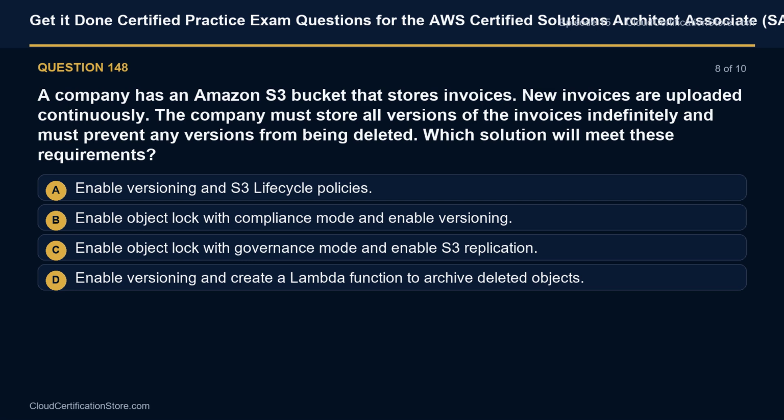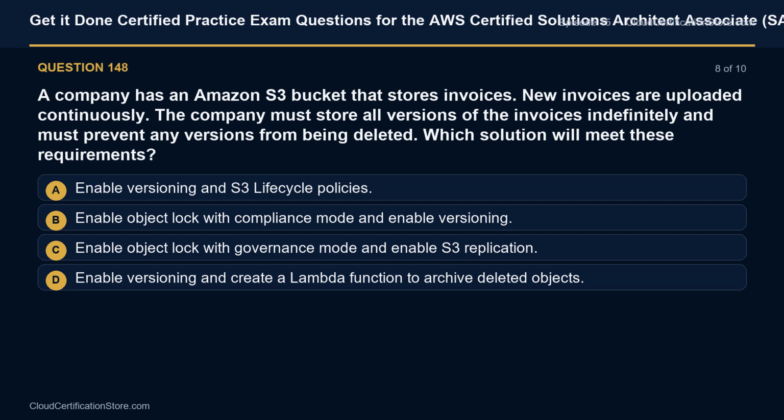Option A. Enable versioning and S3 lifecycle policies. Option B. Enable object lock with compliance mode and enable versioning. Option C. Enable object lock with governance mode and enable S3 replication. Option D. Enable versioning and create a Lambda function to archive deleted objects.